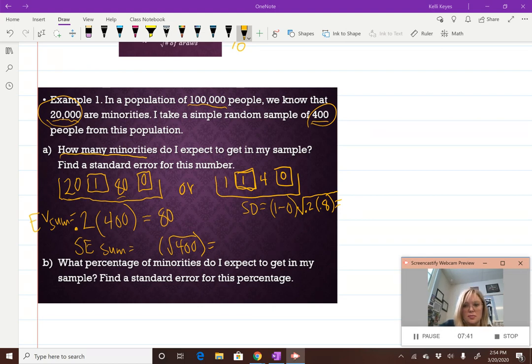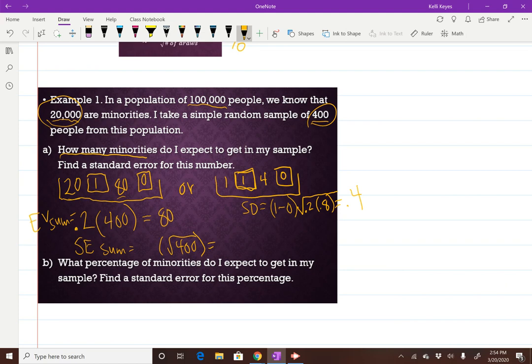Okay, so I got 0.4 is the SD. So then that would be 0.4 here. Then this would be 8. So it would be 0.4 times 20, which would be 8. Okay, so how many can we expect in our sample of 400 to be minorities? Well, we can expect 80 of them, which makes sense because 80 out of 400 is 20%, give or take 8 people. So this is our wiggle room, like give or take how much. That's always going to be the standard error or the standard deviation if we're referring to just one thing.